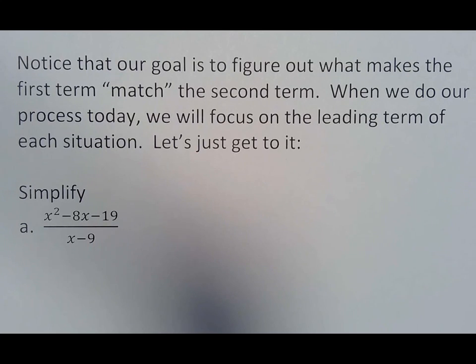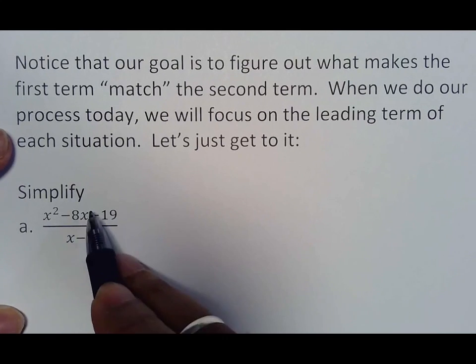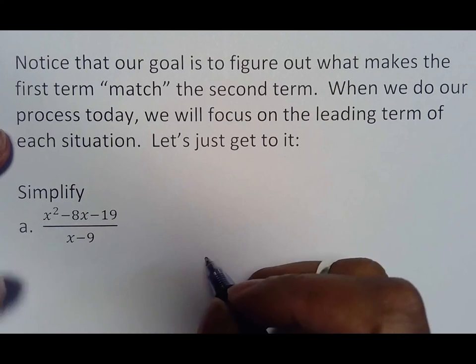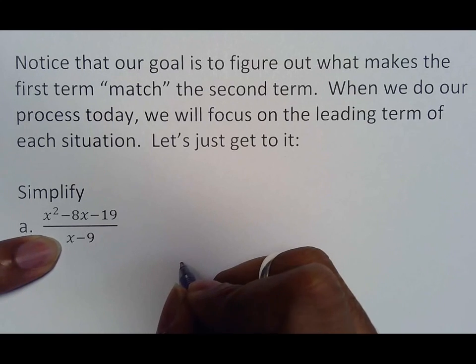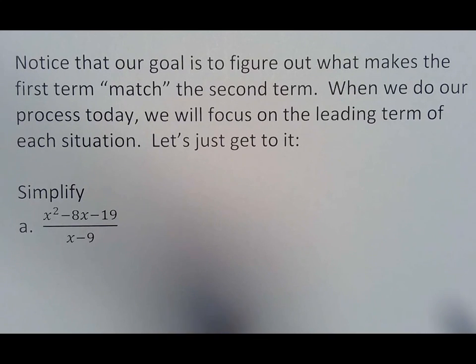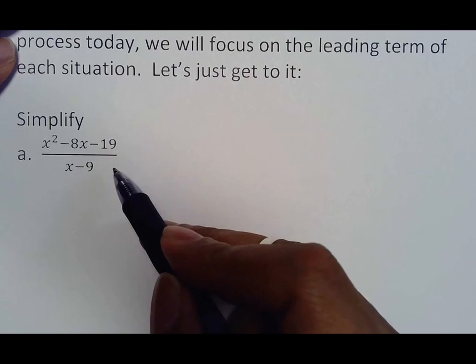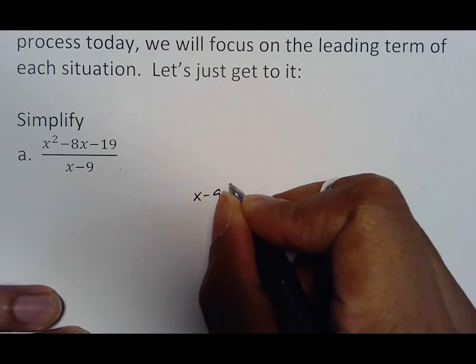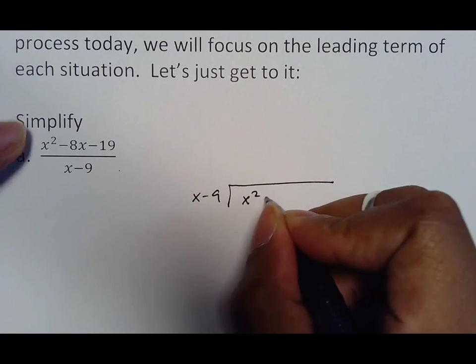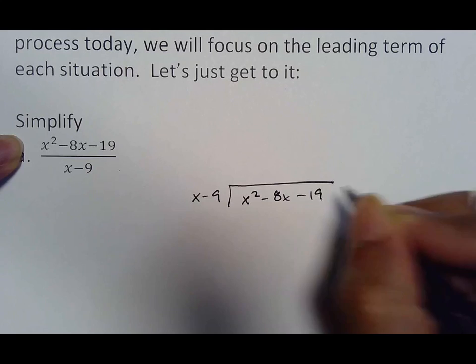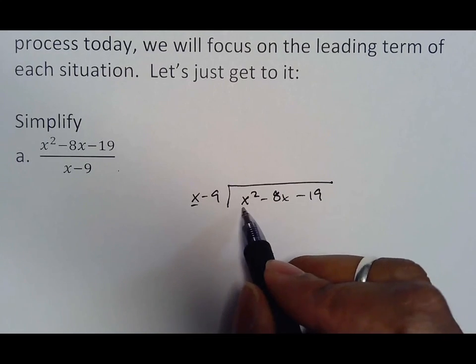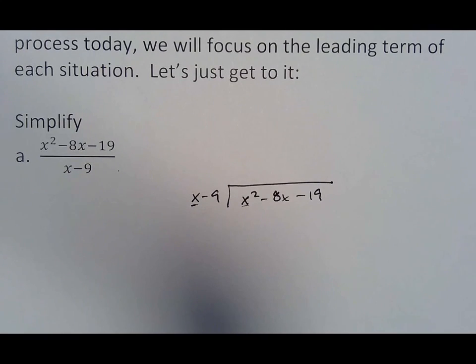When we do our process today, we focus on the leading term of the situation. So this problem here is a division problem, and it's usually top divided by bottom, which means that this goes on the outside. Again, when I usually see things, I think inside out, because you don't want to wear your clothes inside out, and I think that's inside, that's out. So inside out is how I read it, which means x minus 9 goes on the outside, and x squared minus 8x minus 19 goes on the inside. And so I am going to focus on this and this, first terms only.